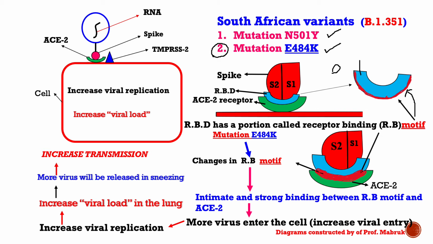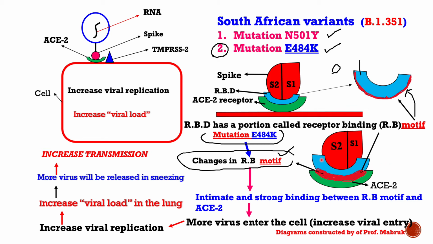You see here, this is the E484K mutation in the gene that codes for the spike protein of the coronavirus COVID-19. This mutation in E484K will result in changes in the receptor binding motif. You can see the changes here. You see it here? I'm pointing with my laser pointer.